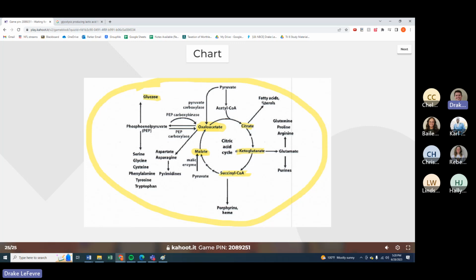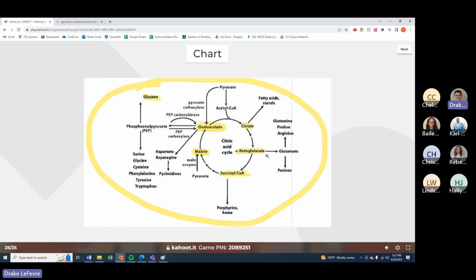Sterols is something that you guys will actually talk about next trimester in Biochem 2. A sterol is a type of chemical compound. For example, cholesterol is a sterol. Steroids are sterols. Like testosterone, estrogen, those sorts of things are going to be our sterols.